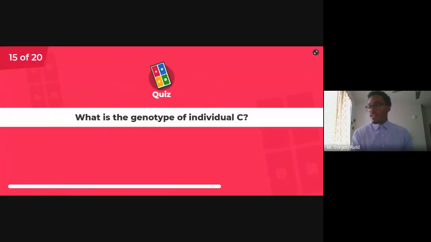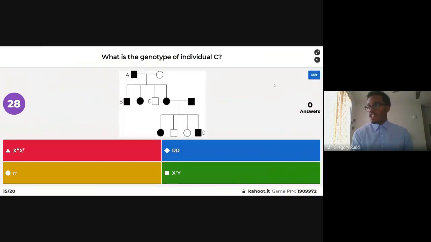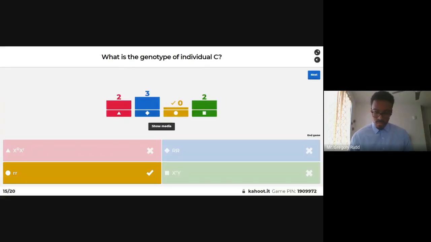What is the genotype of individual C? What is their genotype? You want to know, is this sex-linked or not? You also want to know, is this dominant or is it recessive? Ask yourself those questions. Nobody gets it right. Okay, hold on.